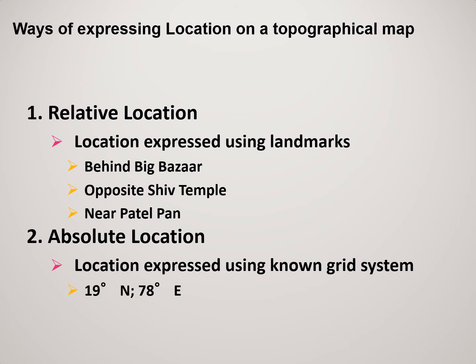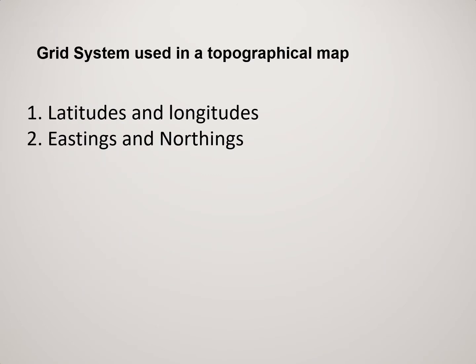So as I mentioned before, the location on the topographical map can be referred to with the help of relative location, that is location expressed using landmarks, that is behind the Big Bazaar, opposite Shiv temple or near a Patel pan, or maybe absolute location, like location expressed using a known grid system like the latitude longitude grid.